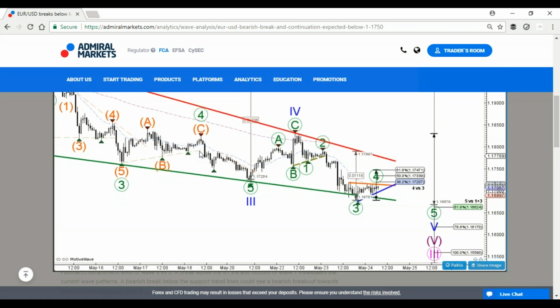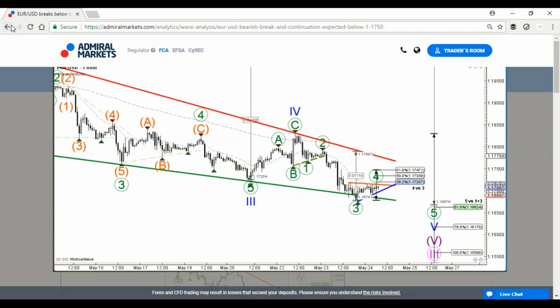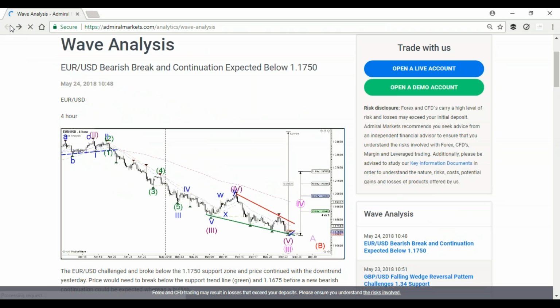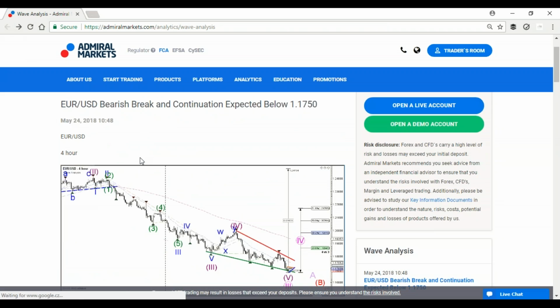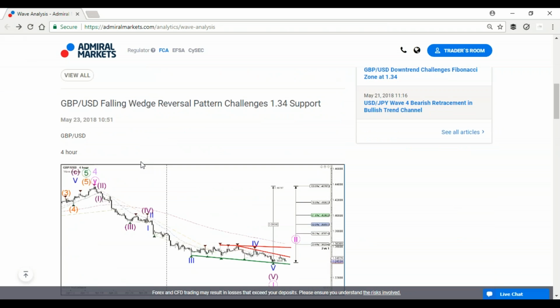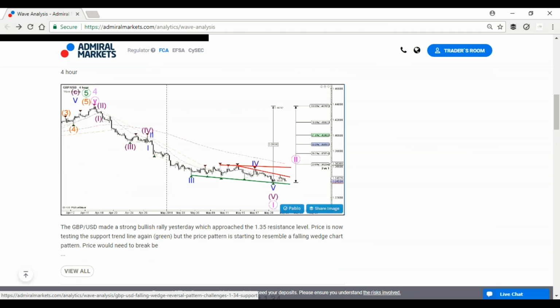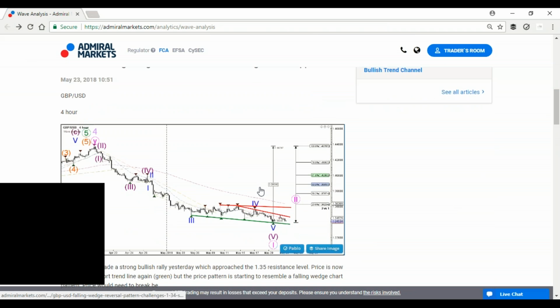If you're curious about any particular wave count, feel free to ask that now. You can see here, for instance, the pound dollar. You can see that was expecting a wave 4 and 5 formation right here, right?